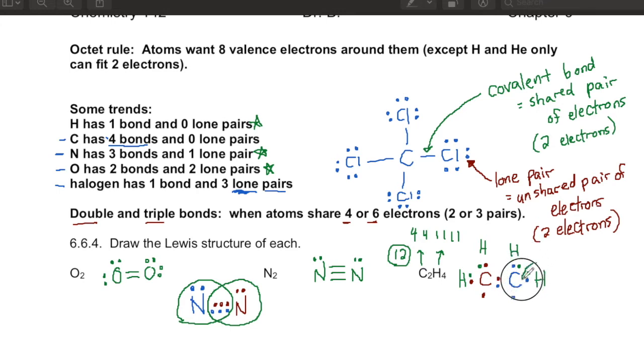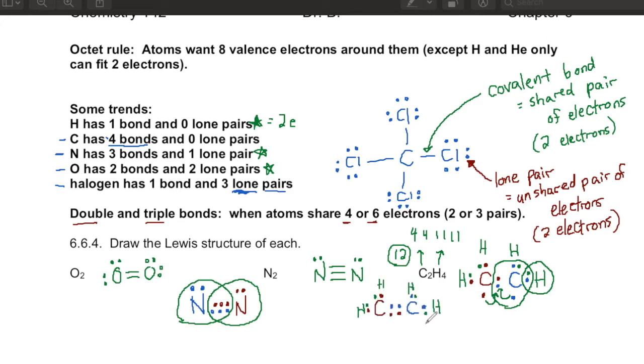And each of our hydrogens we can see is happy with 2 electrons. That's all it needs. 1 bond and 0 lone pairs will bring it up to 2 electrons, which is all it wants. But these carbons want to have 8, and right now they each only have 7. So the way I've drawn it, it's probably pretty obvious that we want to share a little bit more.